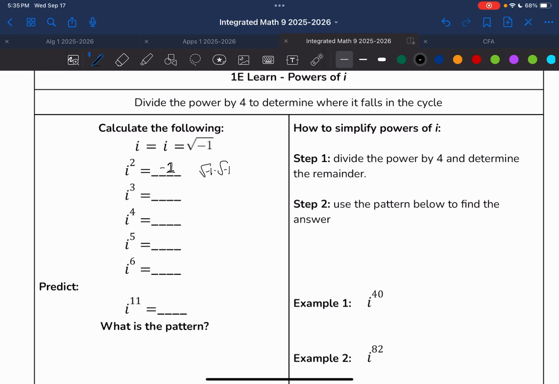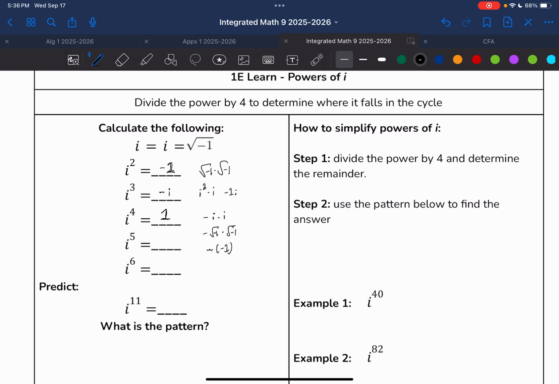For i cubed, we can write that as i squared times i, which means we can do -1 times i. So this is just -i. And then i to the fourth would be that, -i, times another i. We think about the square root of -1 times the square root of -1. Remember, i is the square root of -1, so both of these would be negative. Well, we know i squared, when we multiply these together, we get -1. But now we have another negative on the outside, so this becomes +1.